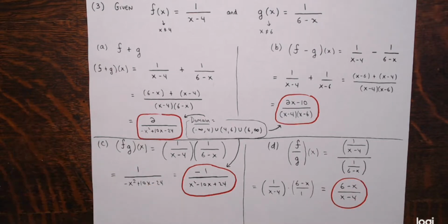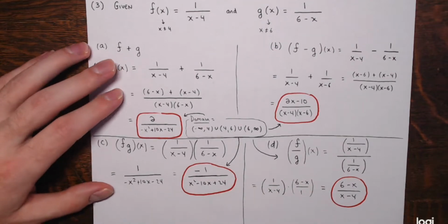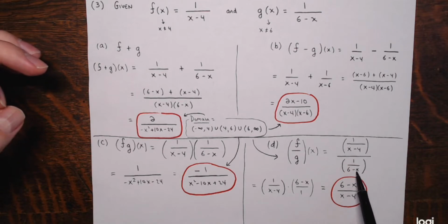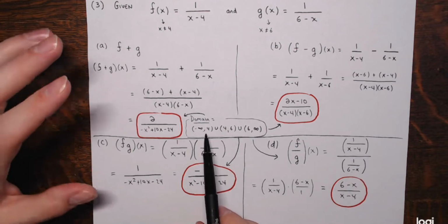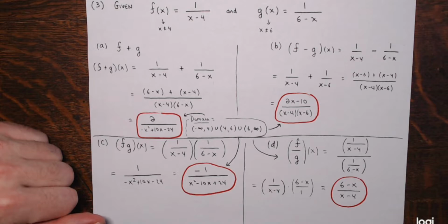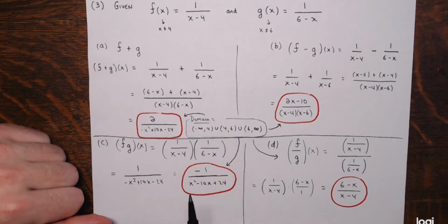And it has the same domain as all the others, because if x were 4, you'd have a denominator of 0 up here. If x were 6, you'd have a denominator of 0 here. Right? X can't be 6 in the function g. Right? So still x can't be 4 and x can't be 6. You still have the same domain as parts A, B, and C. You can only plug in values less than 4, between 4 and 6, or greater than 6, but not 4 and 6 itself.